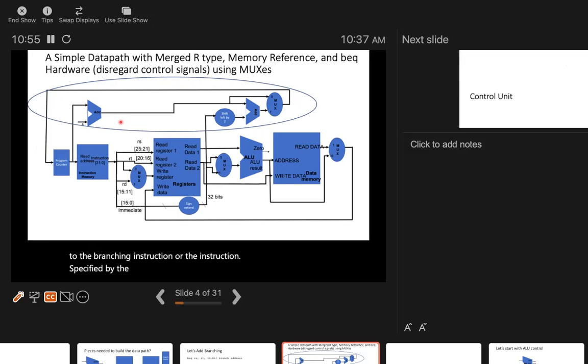So this is the answer. The oval is the answer. That's the new hardware that we have to add.